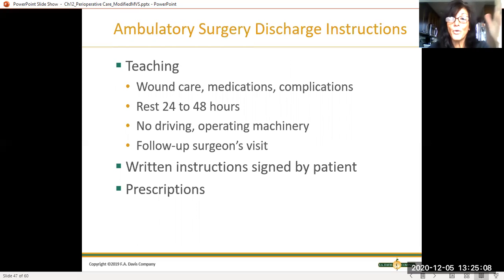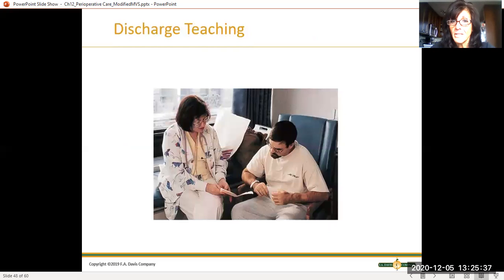And then, of course, teaching. You need to give this to them in writing and orally. What do they have to do about wound care? What medications do they need? What are the signs of complications? What should they call about? What do they not need to call about? How long must they rest? Should they drive or operate machinery? When do they follow up with their surgeon? And you have to make sure that the patient signs that they understood, and they usually don't, and they're going to read it again and probably call you later. And then any prescriptions that are necessary for the patient. Okay, there we are, discharge teaching.